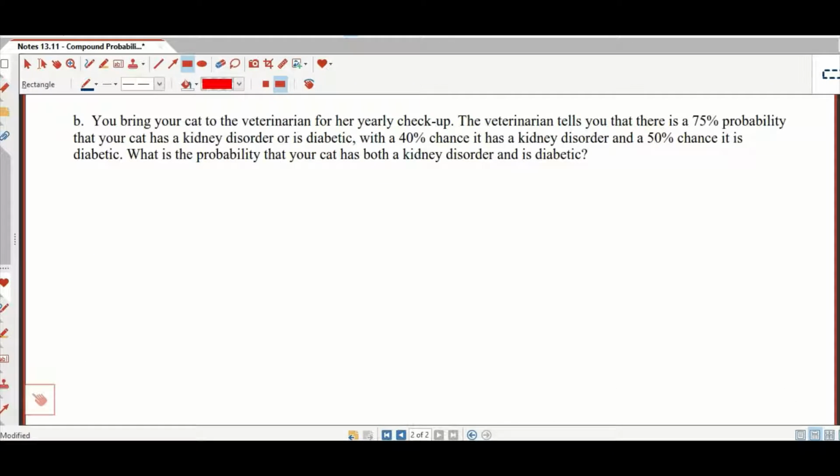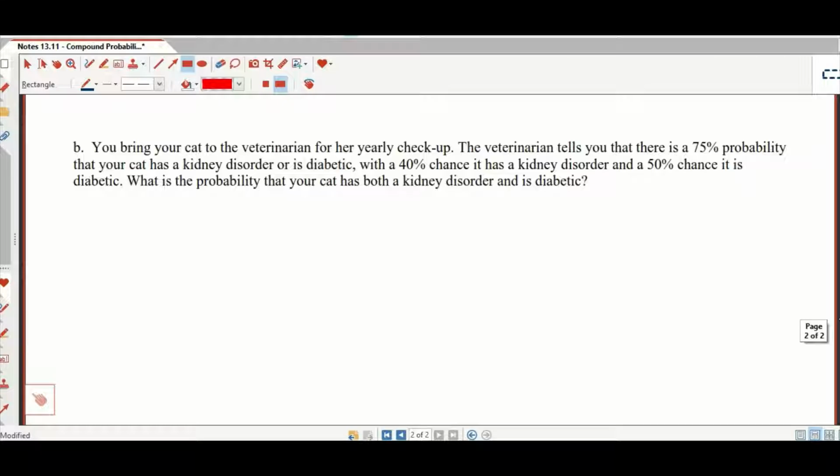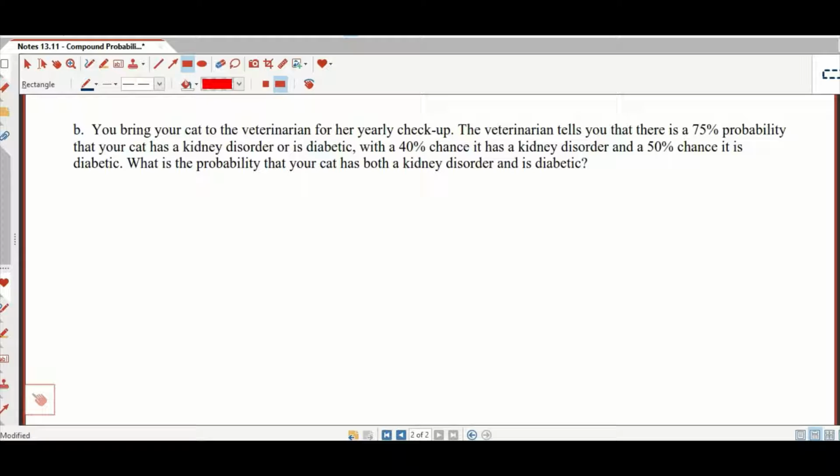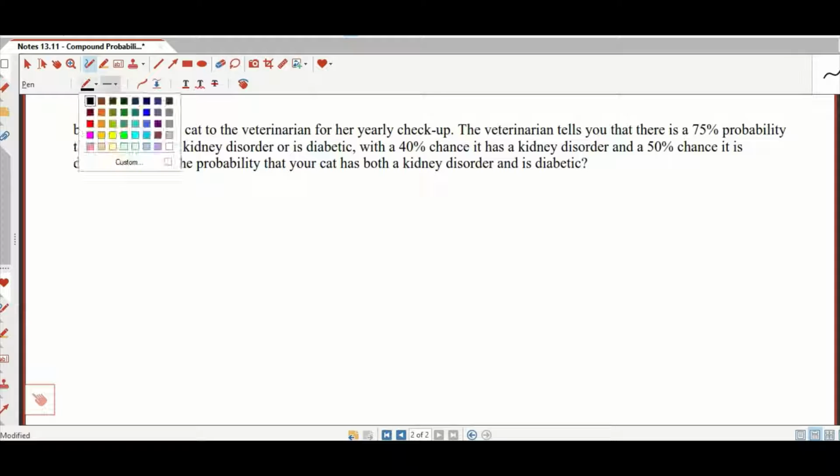You bring your cat to the veterinarian for her yearly checkup. The veterinarian tells you that there's a 75% probability that your cat has a kidney disorder or is diabetic, with a 40% chance it has a kidney disorder and a 50% chance it is diabetic. Your cat is messed up. And if they're finding this out on a checkup, you should have taken your cat into the vet well before it got to this point.